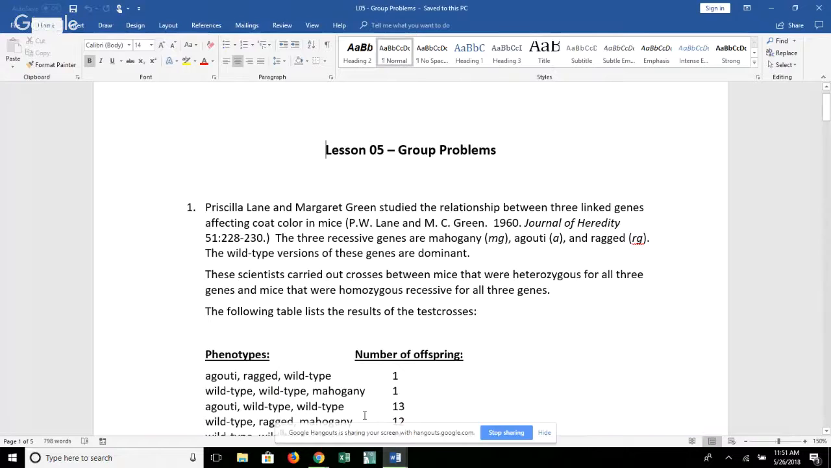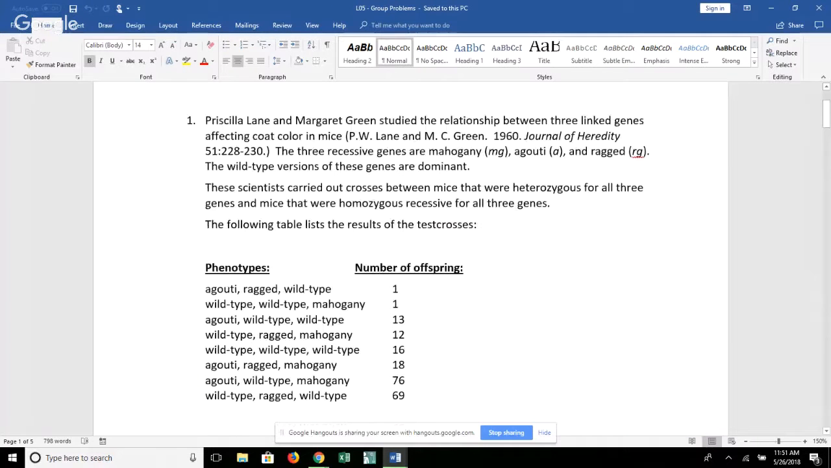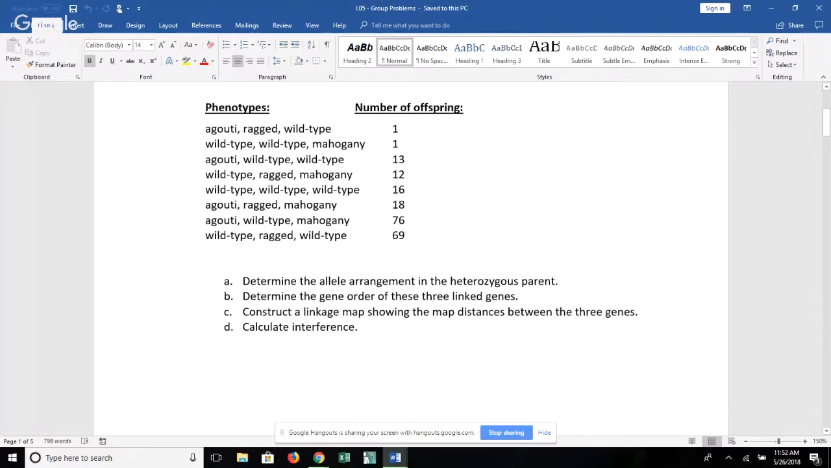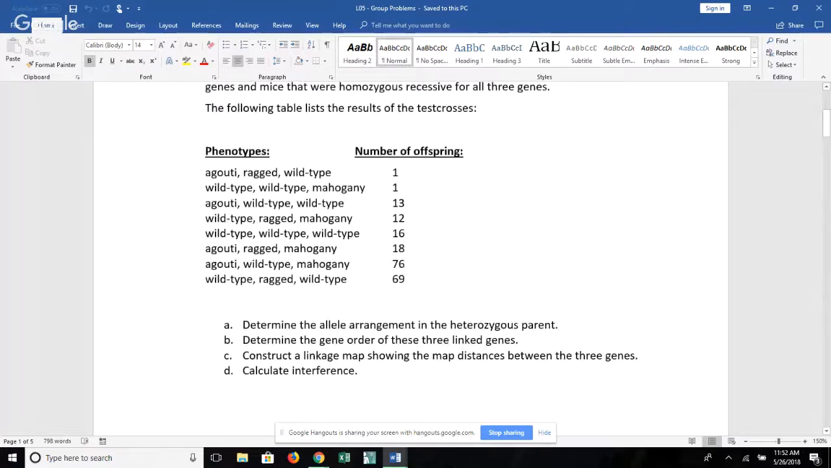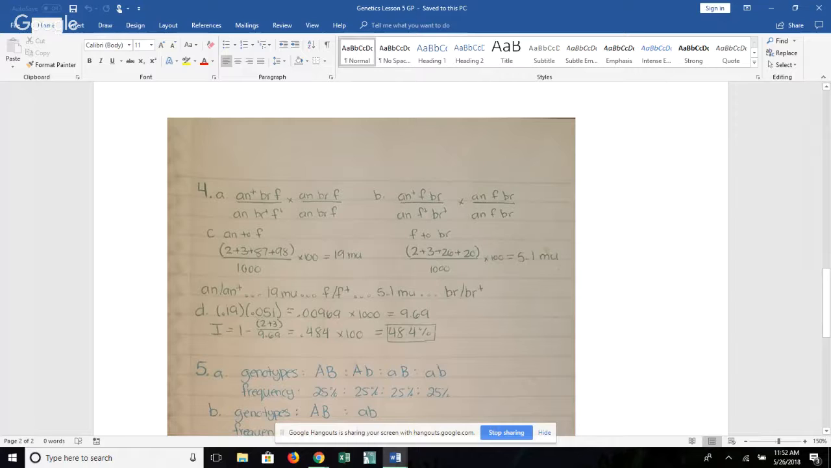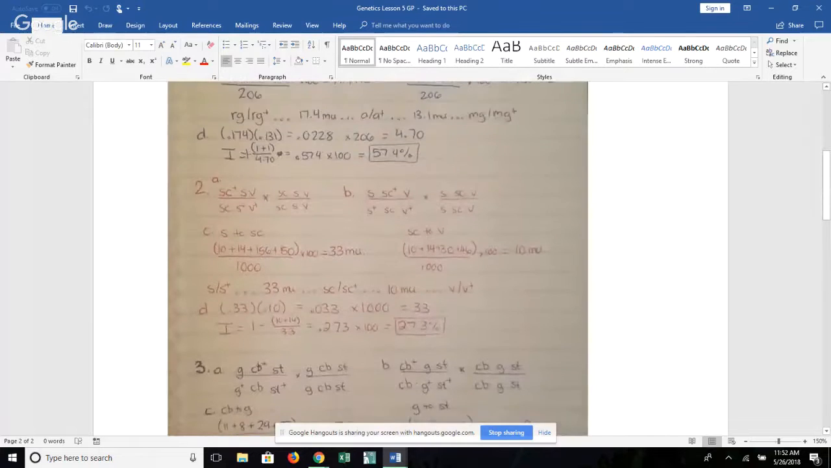Alright, so here's my lesson 5 group problems. For the first one, it gives us 3 genes. Mahogany, agouti, and ragged are the recessive, and then each one has a wild type, and we have to figure out the allele arrangement. So I looked at the two most numerous types, and I got agouti, wild type, and mahogany is one set, and then wild type, ragged, and wild type.